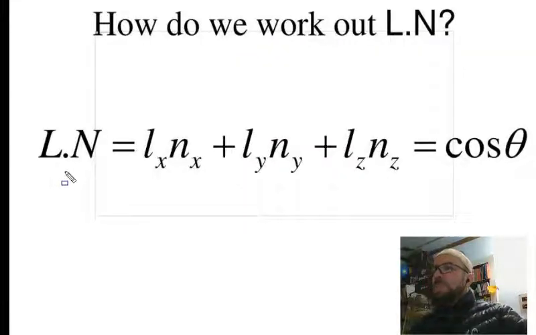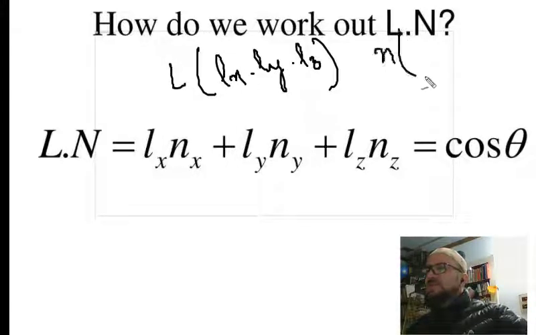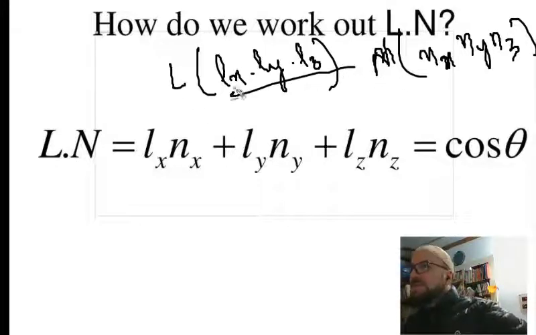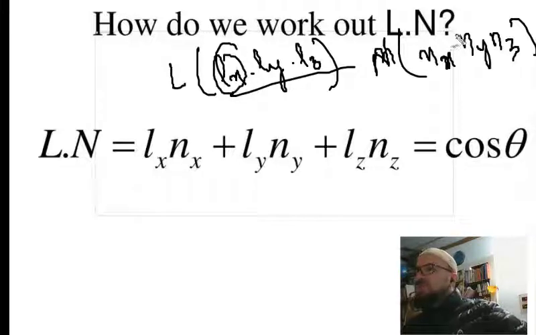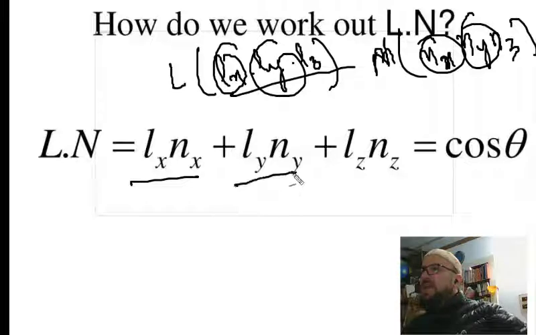If you have to compute L dot n, basically it has three components. L is made up of L of x, L of y, and L of z. And n is also three components: n of x, n of y, and n of z. You are doing the dot product, so you are multiplying L of x with n of x, L of y with n of y, and L of z with n of z.